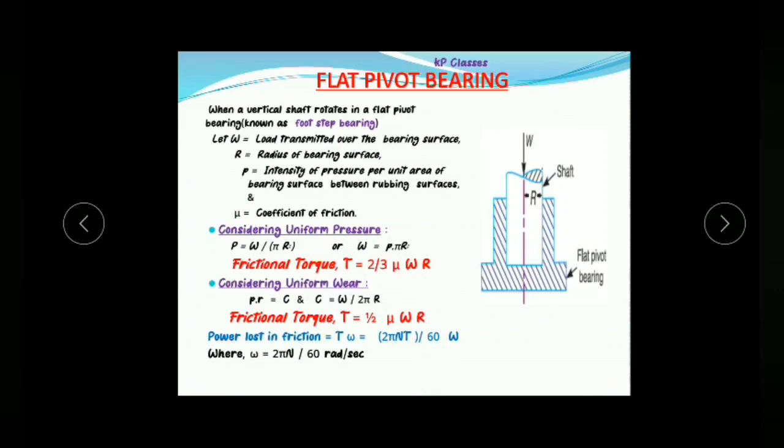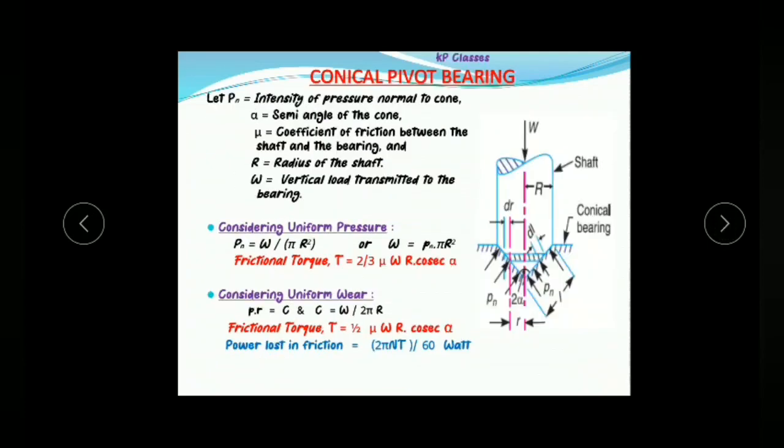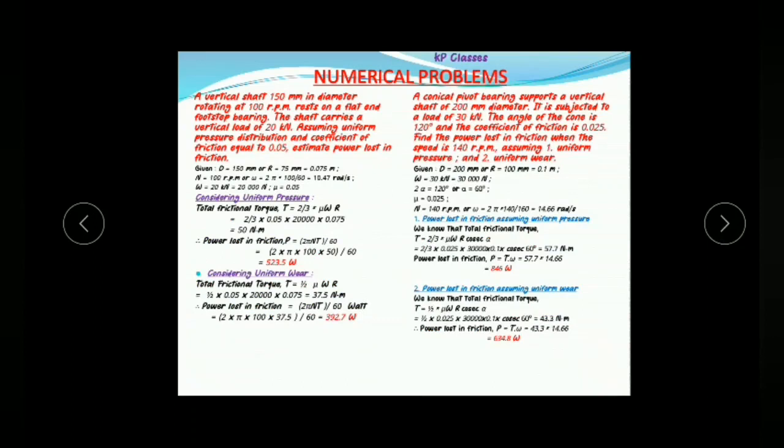Then power lost in friction, as the usual formula, power equal to T into omega, or 2 pi n T by 60. The torque must be in Newton meter, where omega, the angular velocity, equal to 2 pi n by 60 in radian per second. That is clarified by solving a problem. Come to the problem.